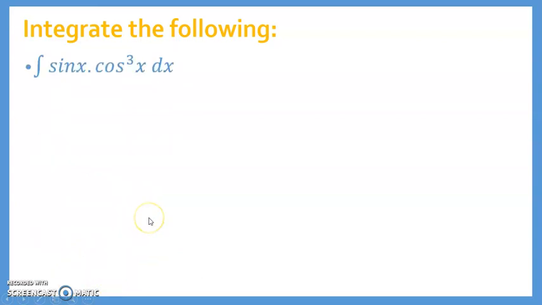Now this is the last example. Try to do it on your own. We have sine x cosine power 3 x dx. So what kind of substitutions can we have? As I said in the hint that I gave at the beginning of the video, it's usually what's under the power. So here, what's under the power? It's cosine x, because here we have cosine x all cubed. So let's try u equal cosine x. Then du would be minus sine x dx.